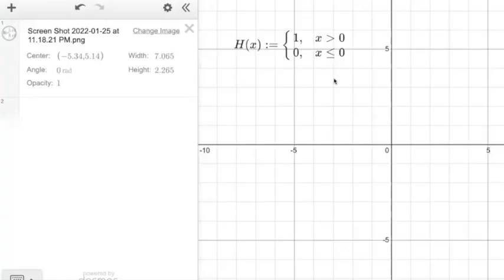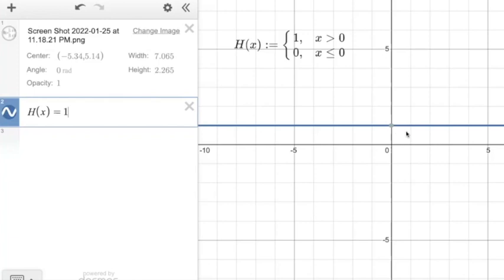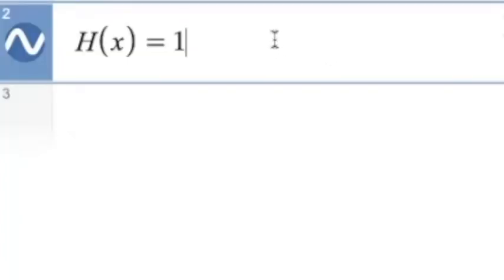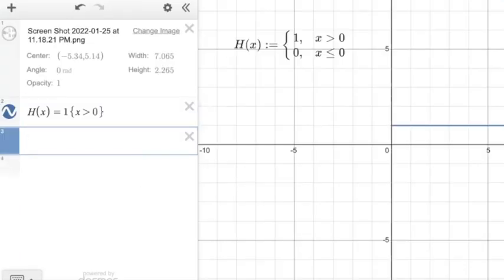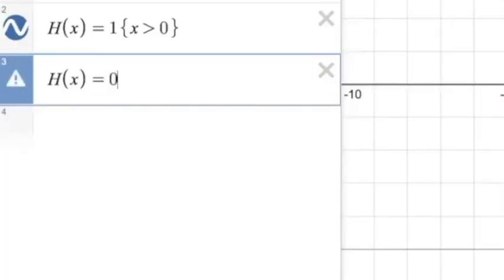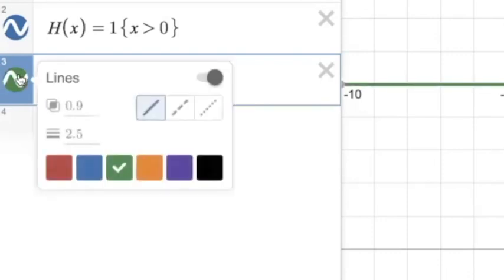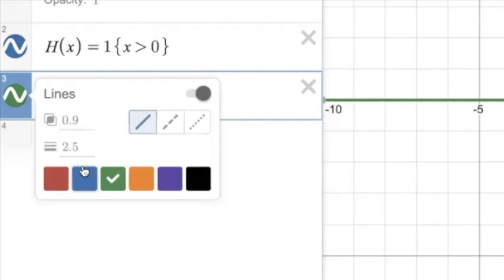When we look at a function like the Heaviside step function, now we need a graphical way. So let's look at how we would actually graph the Heaviside step function. I have 0 if x is less than or equal to 0, and 1 if x is greater than 0. So if I do h of x equals 1, it gives me this constant function, but I want to restrict that and only have that hold if x is greater than 0. And then I'm going to define the second part of h of x to be 0 if x is less than or equal to 0. I want to make these be the same color, so I click and hold on the slider and change the color.